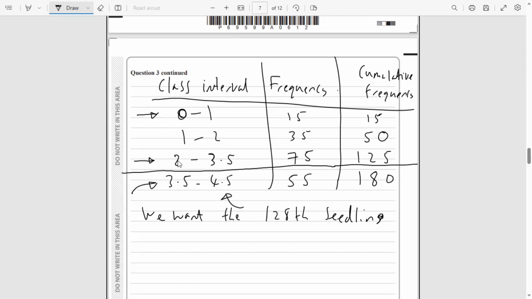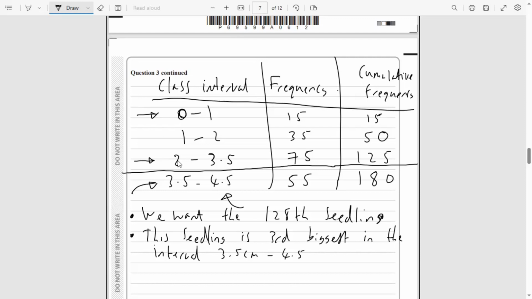So let's just make a note of this here. Just put a bullet point here. You want the 128th seedling. This seedling is the third biggest in the interval 3.5 centimeters to 4.5 centimeters. So it's the third biggest seedling in that interval here.